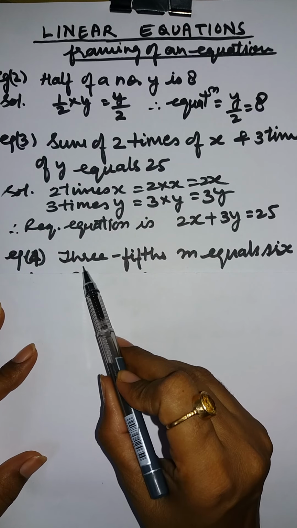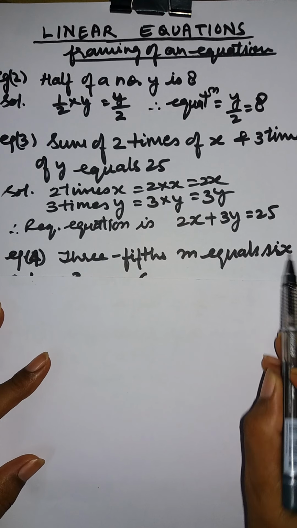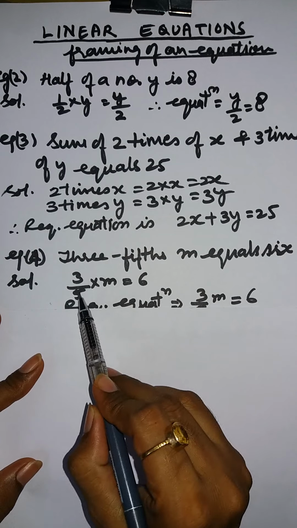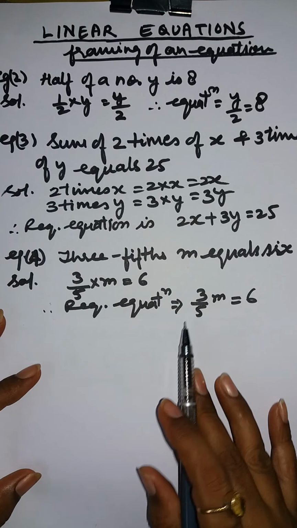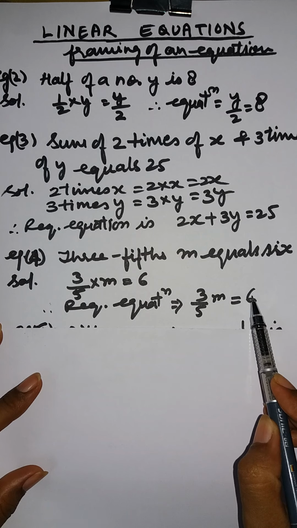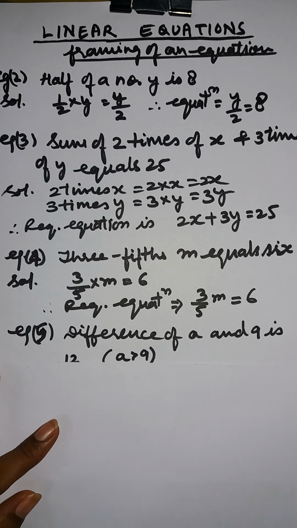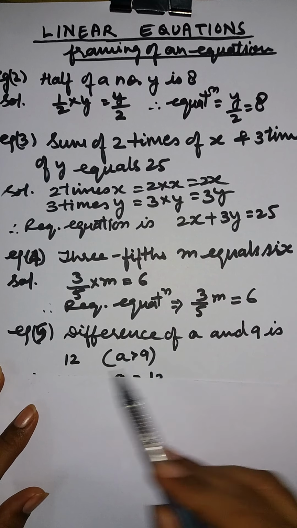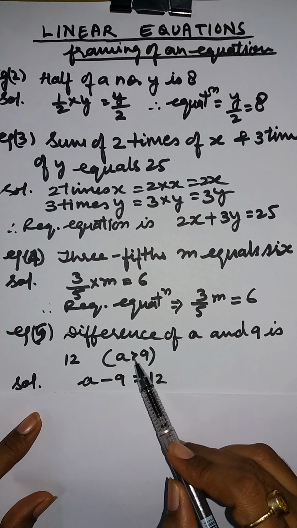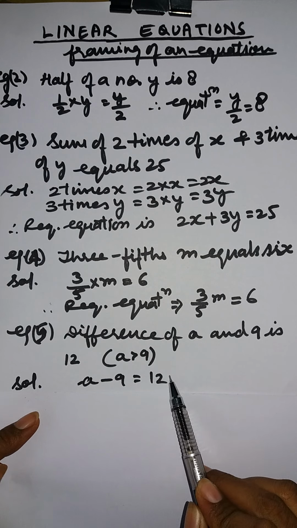Fourth example, 3/5 m equals 6 means 3/5 multiplied by m is equal to 6. The required equation is 3/5 m is equal to 6. Example 5. Difference of a and 9 is 12, where a is greater than 9. So we subtract 9 from a and the result is 12.